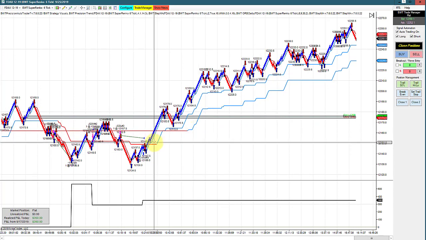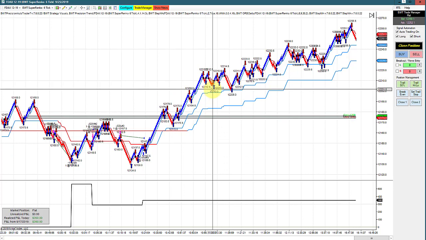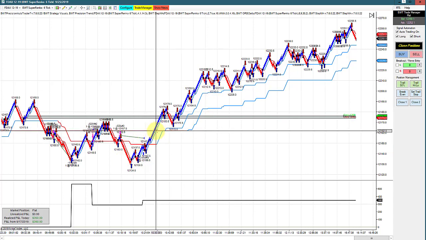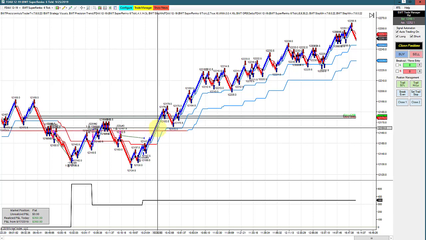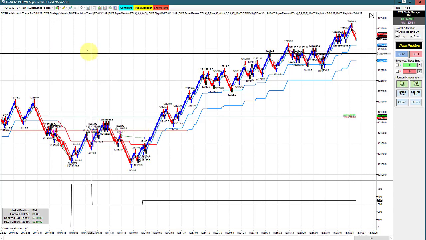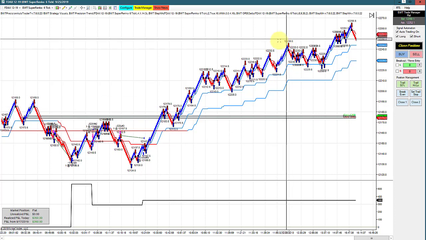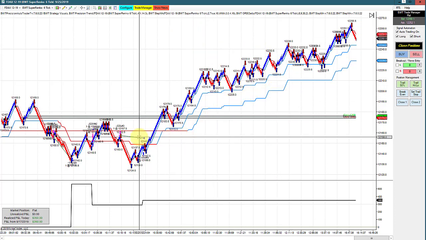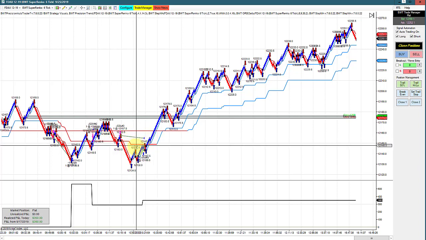So this is mine here. It's a little tighter. Allows you to get in this long a little bit earlier than if it was Jim's MA. But he's using this on different time frames. This is a DAX Super Renko 6, and he's using some different time frames. So I guess the point is you need to experiment with these things.